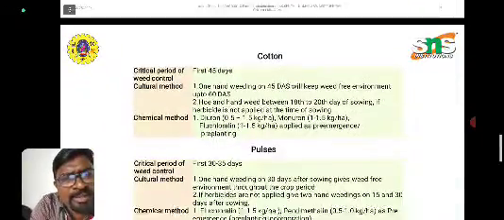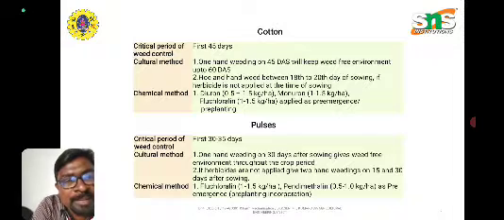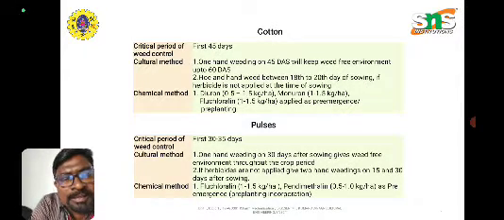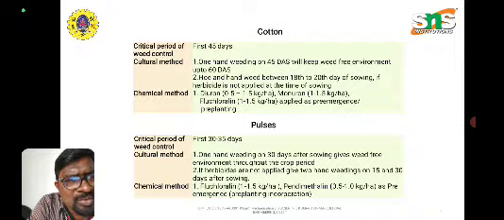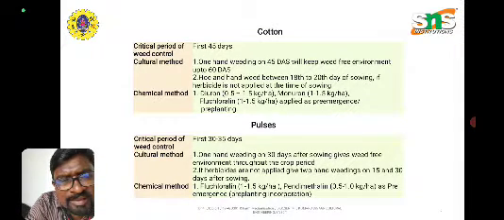As for integrated weed management for cotton, the critical period of weed control is the first 45 days. As for the cultural methods, one hand weeding at 45 days, and hoe and hand weed between 18 to 20 days of sowing if herbicide is not applied at the time of sowing. In most cases, herbicides can also be applied at the time of sowing itself, so that the growth of unwanted plants will be affected.